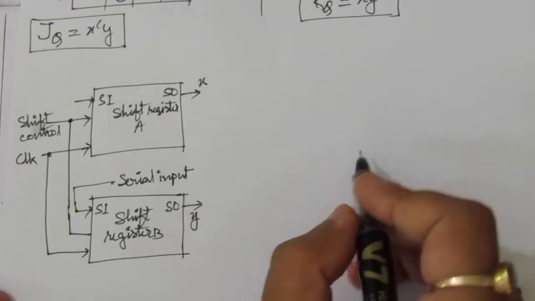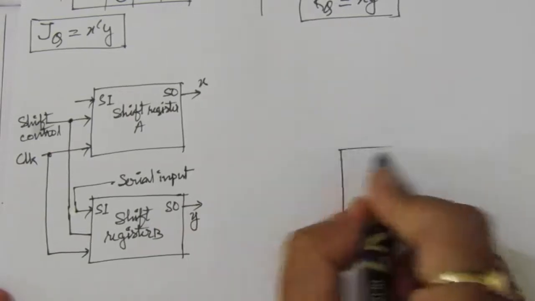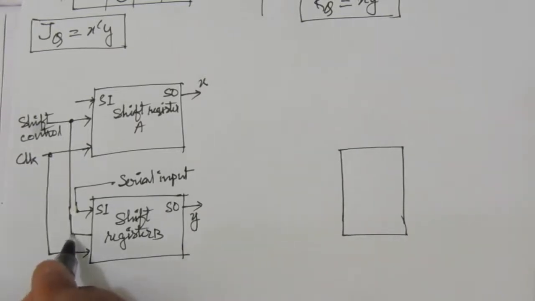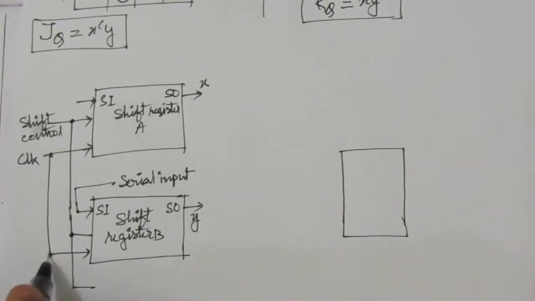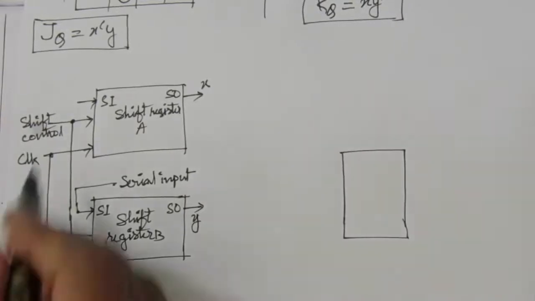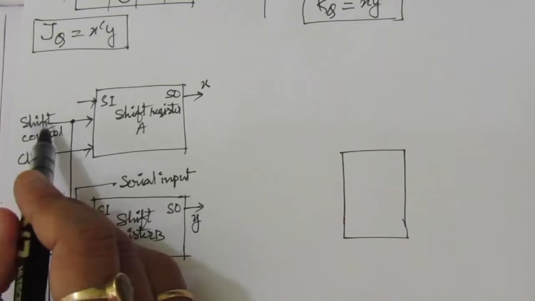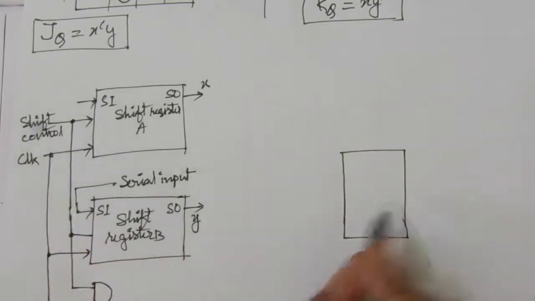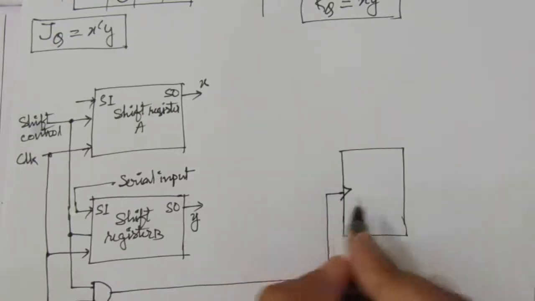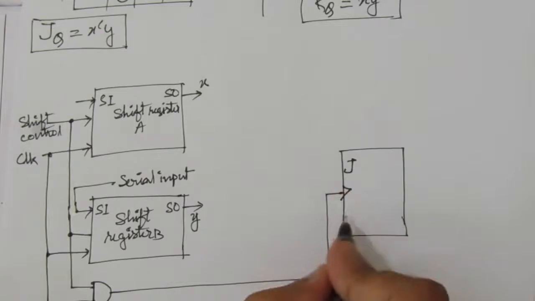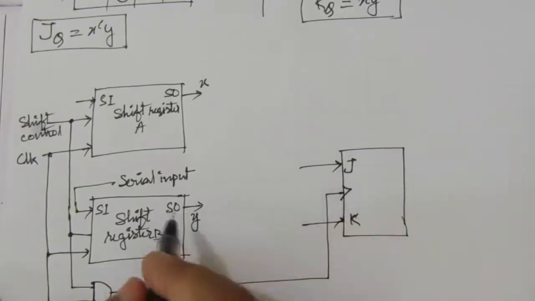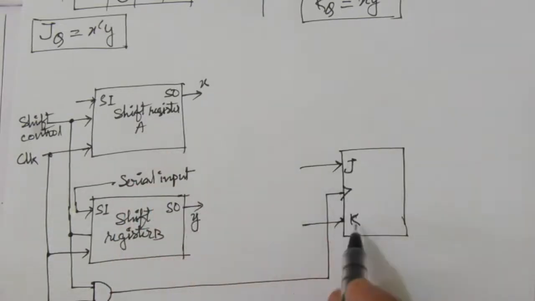So here we'll have a JK flip-flop. So we have to take a line from here. Use an AND gate. That means whenever we have both this shift control and the clock is 1, this flip-flop will be activated. That is, this output of this AND gate is connected to the clock input of this JK flip-flop. Here we have J input, here we'll have K input. So this is J input, this is K input. So we have got this X and Y. Here we have J and K.